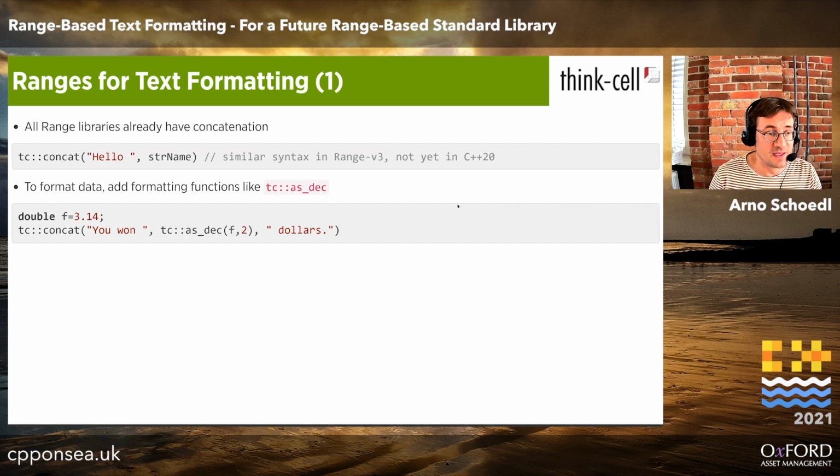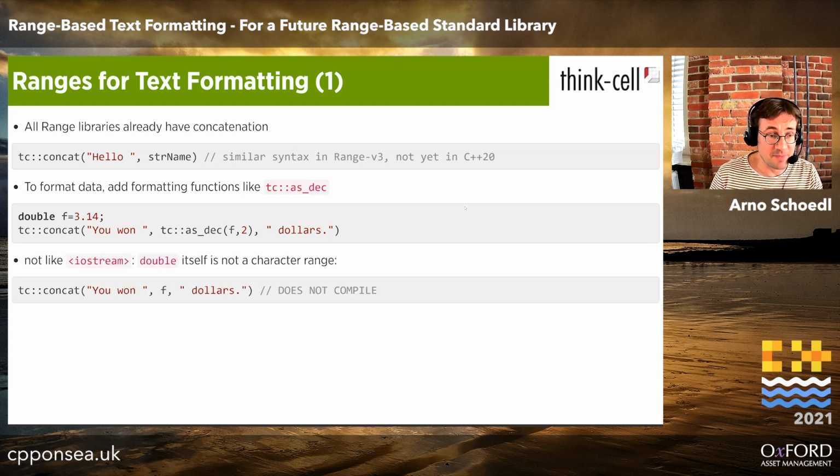Now, if you want to format some data, it would be quite straightforward to introduce formatting functions. Let's say we have one that is like an asdec, as a decimal, that turns any number you give it, for example a double, into a little string snippet with 2 decimal places. So here we have this asdec in our library, and you can write it like that. So there you have a range that gives you $1 something.